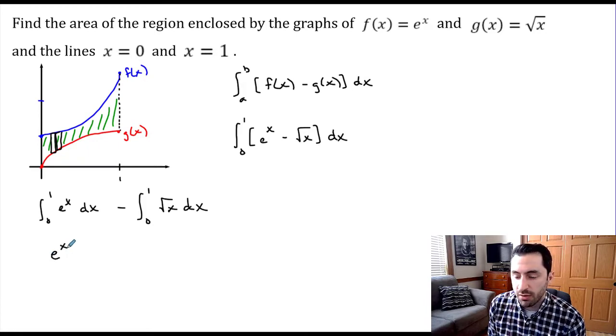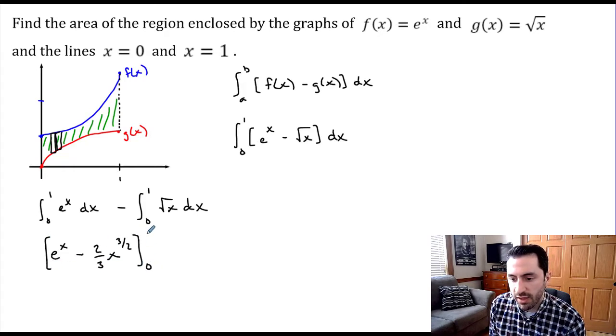And then for our second one here, this is x to the 1/2. So we have our minus sign, and then this is going to be 2/3 x to the 3/2 power. And then this whole thing, we're going to evaluate this from 0 to 1. And let's see what that's going to give us.